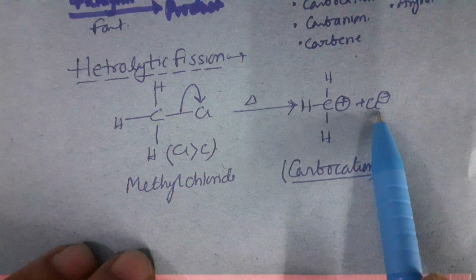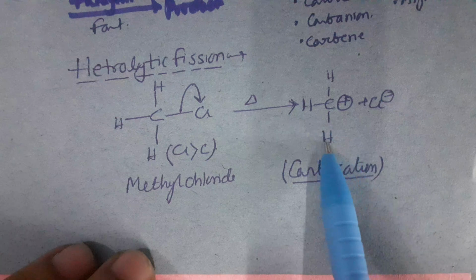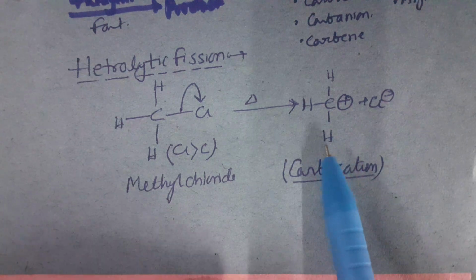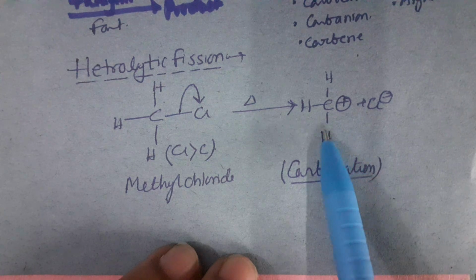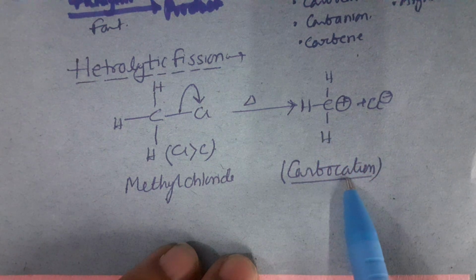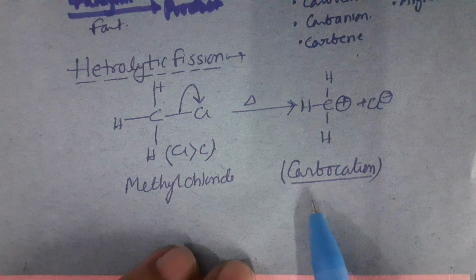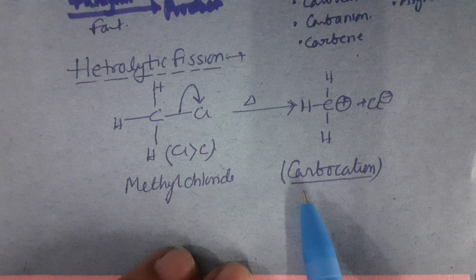itself and forms Cl minus and methyl carbocation. Why is it called carbocation? Because the positive charge is acquired by the carbon. So this reaction intermediate is known as carbocation.